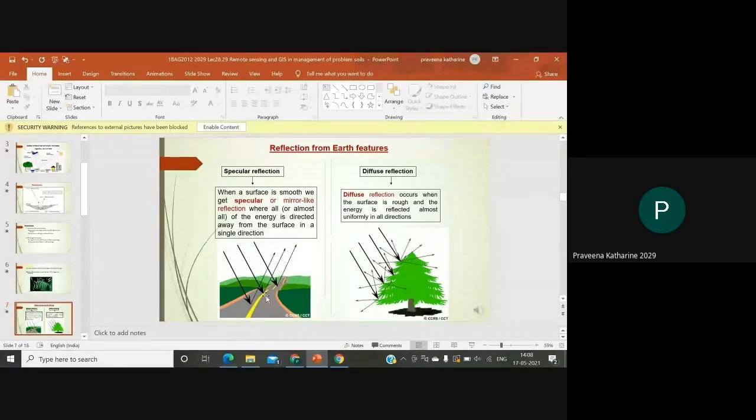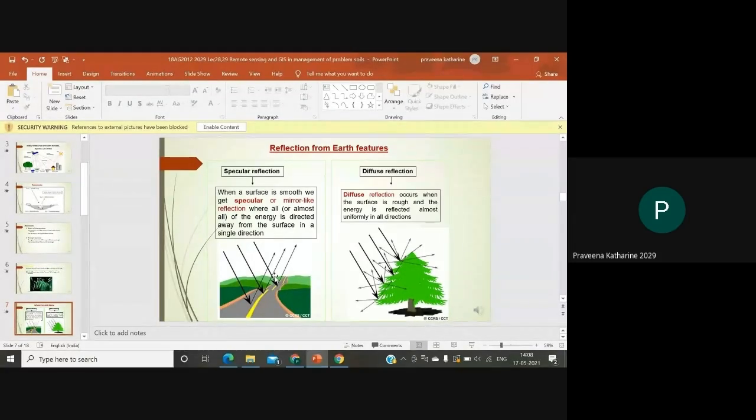Whereas if this road is not smooth, the road which was laid very urgently for the purpose of some political motive will be washed away within months. If that is the case, then which kind of reflection can you expect? Can you expect a specular reflection in that area? No, you will have a diffuse reflection.